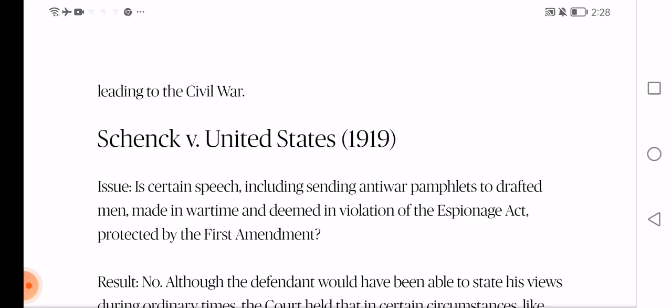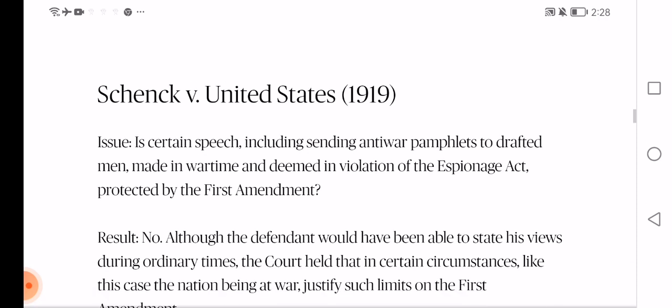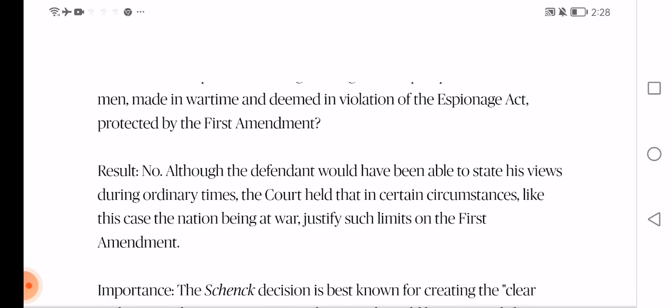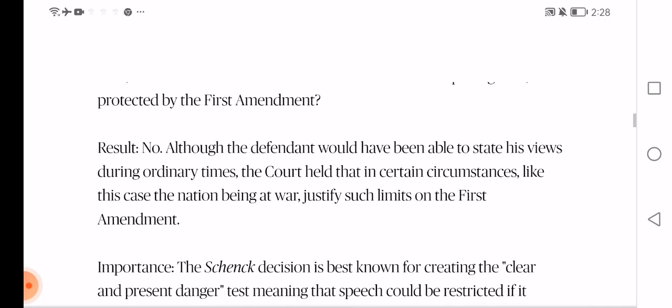Schenck v. United States, 1919. Issue: does speech, including distributing an anti-war pamphlet by a drafted man in wartime, in violation of the Espionage Act, receive First Amendment protection? Result: no.